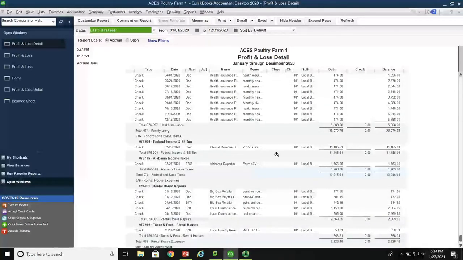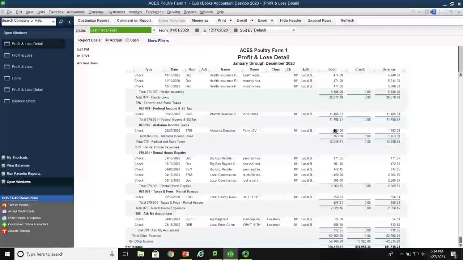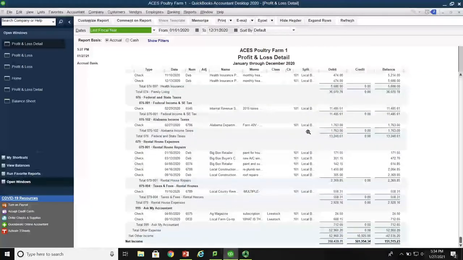Then here's the federal income tax bill for last year that was paid in February of 2020. He had a taxable income and paid taxes of $11,000 on federal income tax last year, and he paid $1,700 on Alabama income tax last year. Then we get into other expenses, and these are rental house expenses.